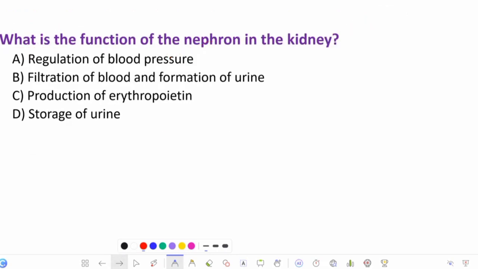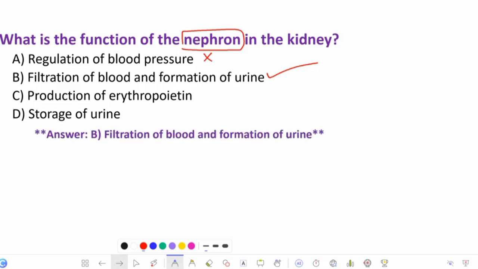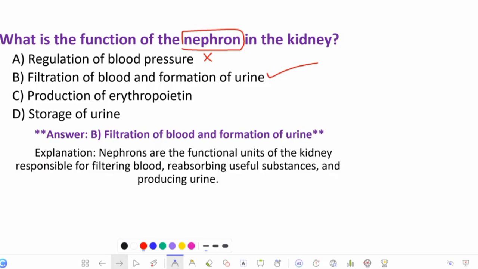What is the function of the nephron in the kidney? Nephrons are the structural and functional units of the kidney. They filter blood and separate out waste material from the blood. Regulation of blood sugar level, not at all. Filtration of the blood and formation of urine is the correct option, because production of erythropoietin and storage of urine are not functions of the nephron. The correct option is filtration of the blood and formation of urine. Here we have the explanation.